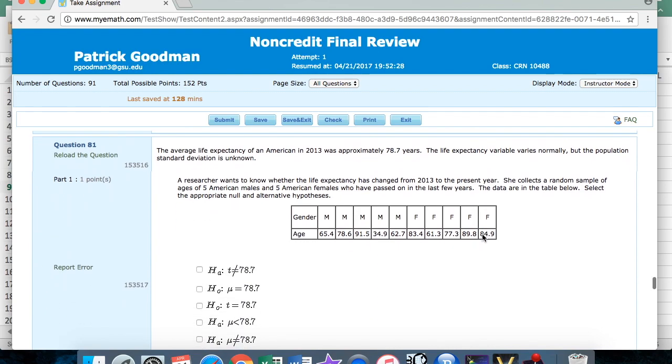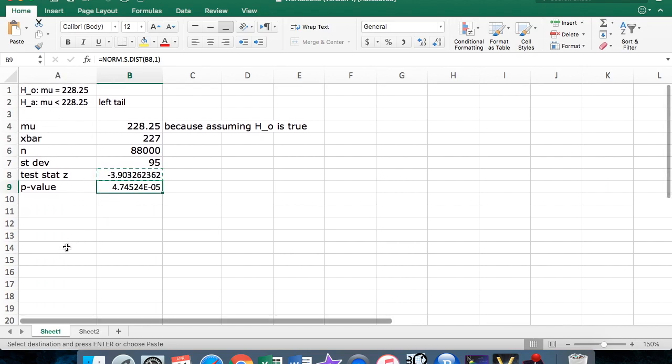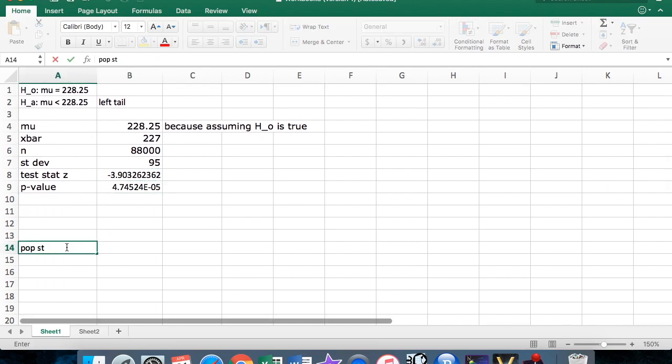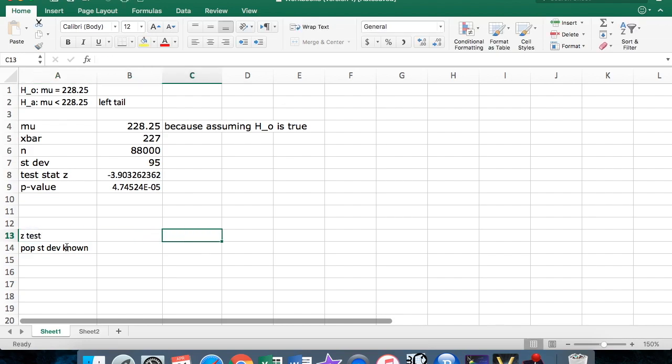So let's go to 81. So first things first. We're given our life expectancy, 78.7 years. They say the life expectancy variable varies normally, but the population standard deviation is unknown. Uh-oh. We have to use a t-test, right? Because as soon as the population standard deviation is unknown, you go t, right? So if population standard deviation is known, this means you have normal, right? Or z-test. If population standard deviation is unknown, it's t-test.